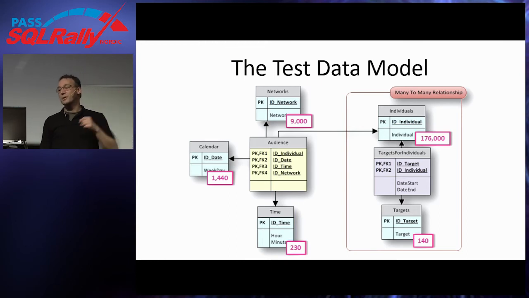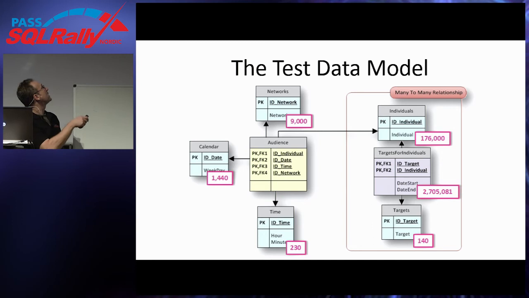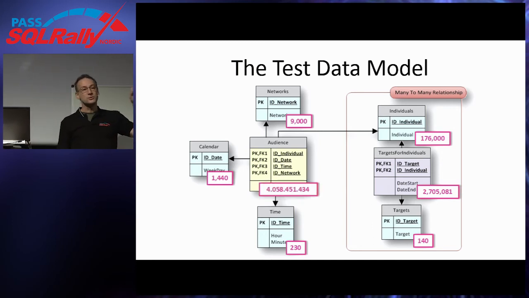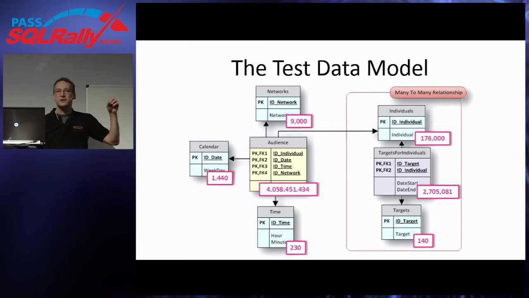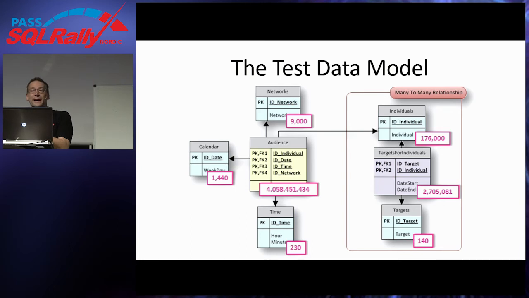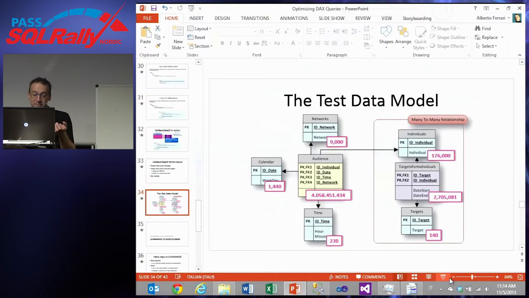We have dimensions with not so many rows. We have a bridge table with 2 million rows. And then we have 4 billion rows on the fact table containing references to networks, calendar, time. This is audience analysis of television broadcast for a customer. So instead of running against a few thousand rows, we run with 4 billion rows. And of course, performance will be different. We will be able to see duration and to see some numbers.